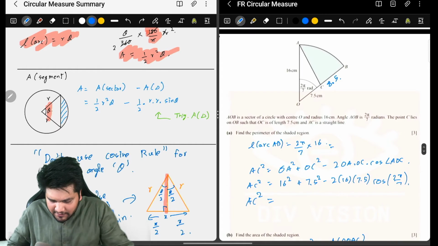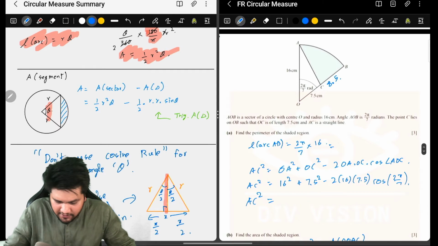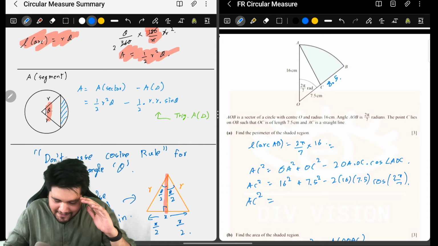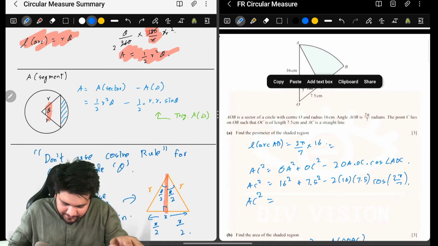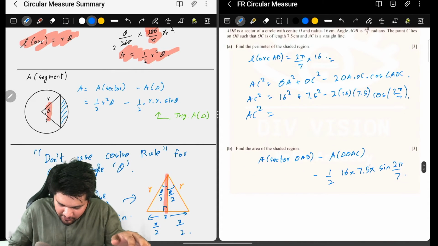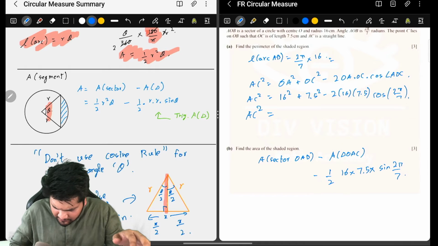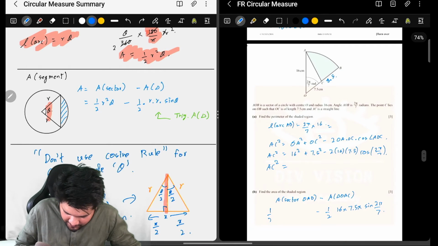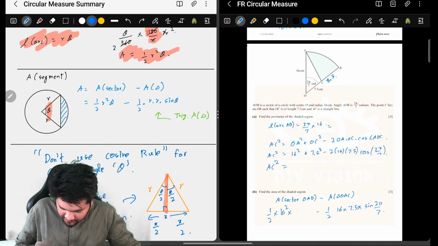Similarly, if I talk about the area of this shaded region, as you can see, this is the shaded region. It's going to be area of sector minus area of triangle. Same thing. Just here radius is also different. Area of sector OAB is going to be what? It's going to be half into radius square. So radius is nothing but 16. So 16 square into, sorry, not sine of angle, directly 2 pi by 7. My bad. So it's going to be 2 pi by 7. Area of sector. Area of triangle is half into this time.